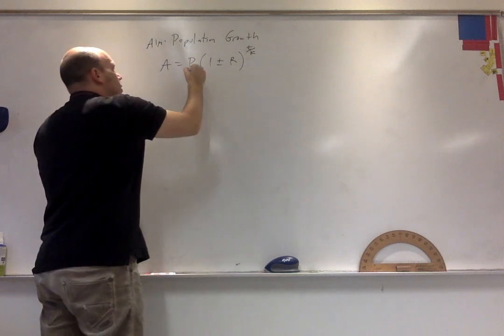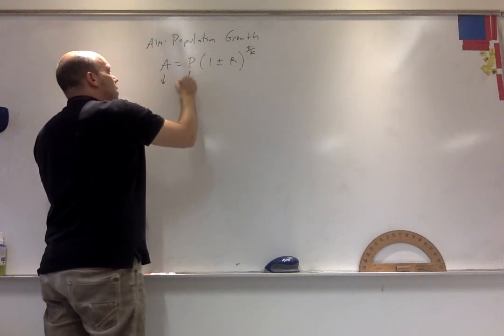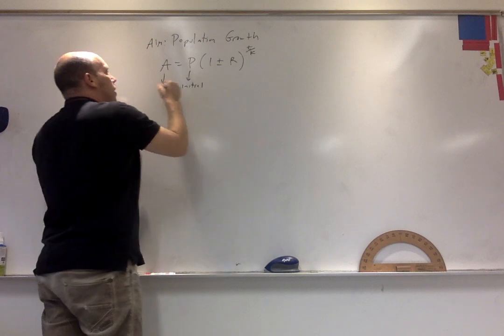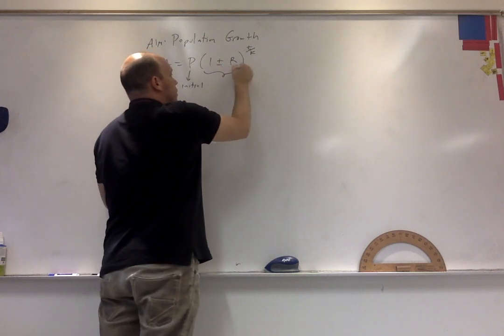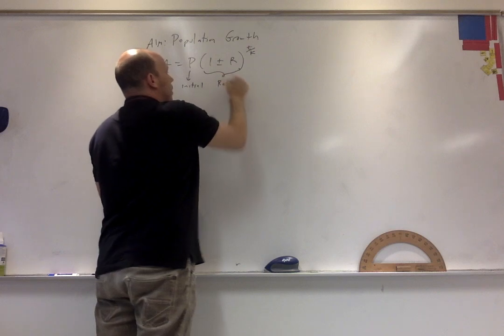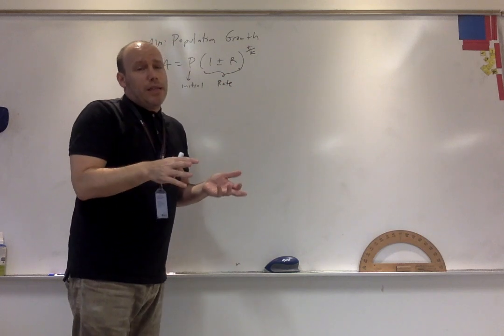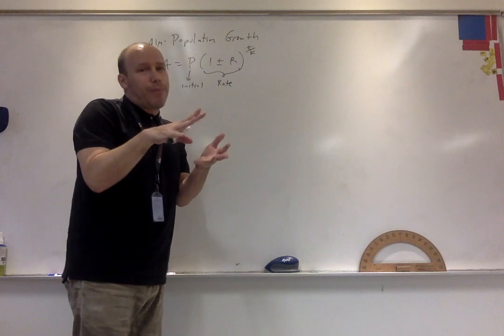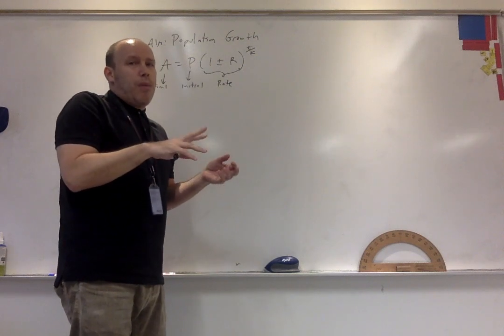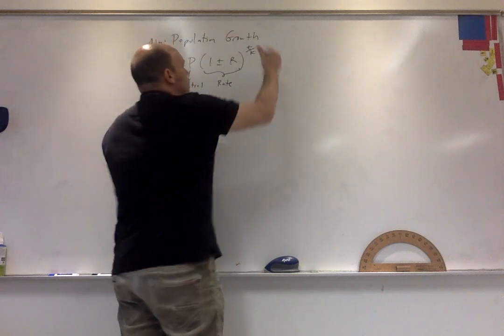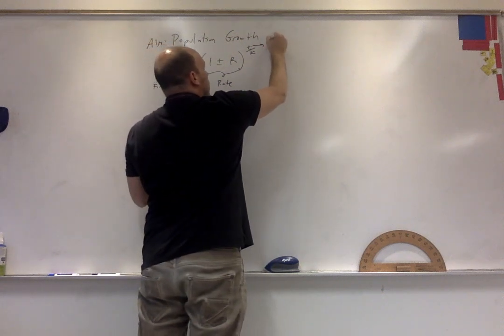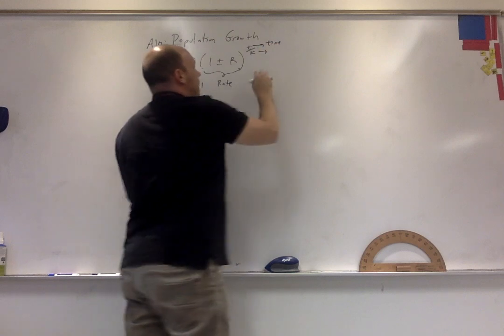But in general, we know this is the initial, this is the final. The formulas are always the same. This is the rate. So if the population is increasing, it's like 1 point something. If it's decreasing, it's like 0.87 or 0.72. We saw here, this is the time.